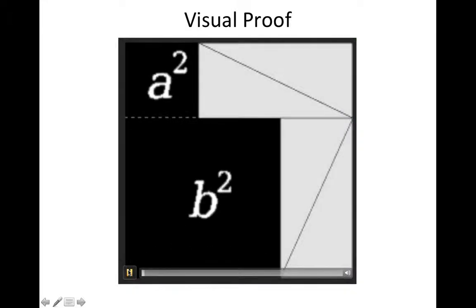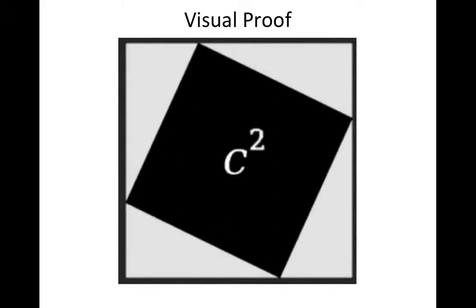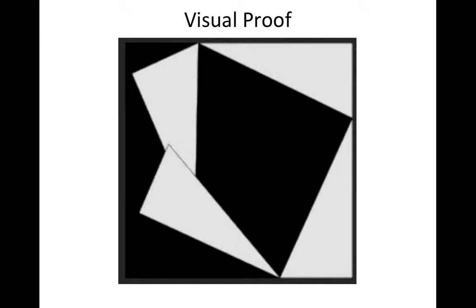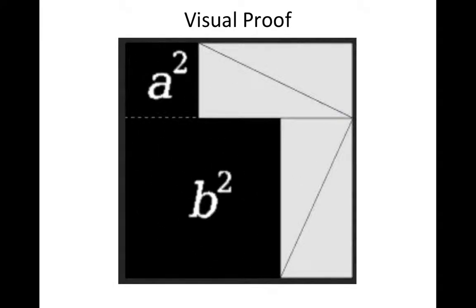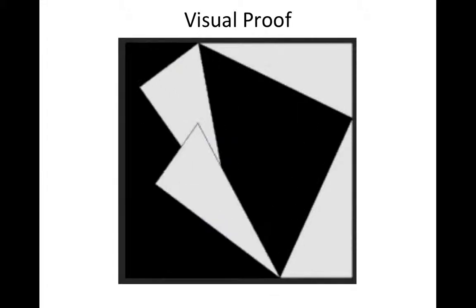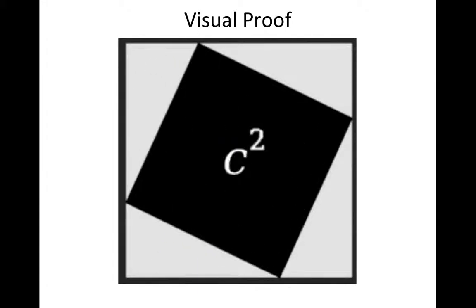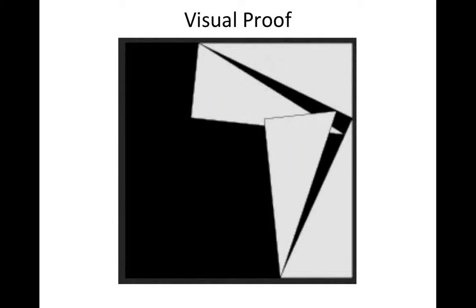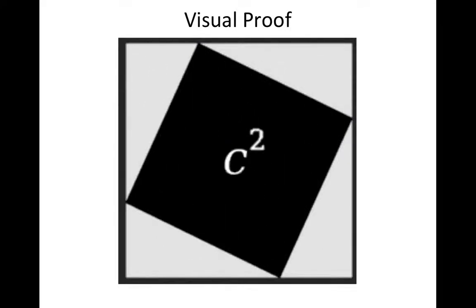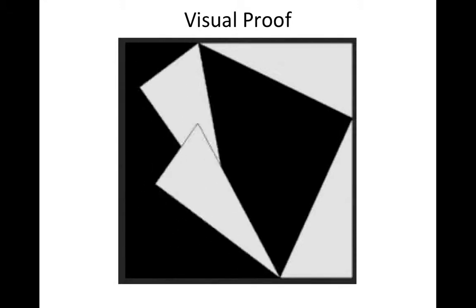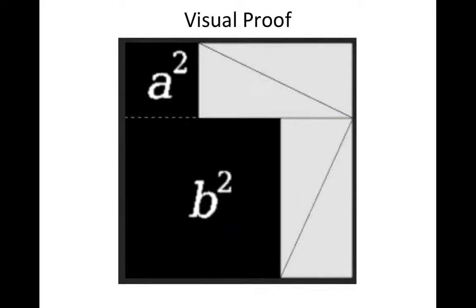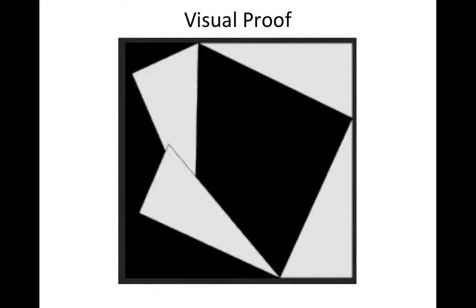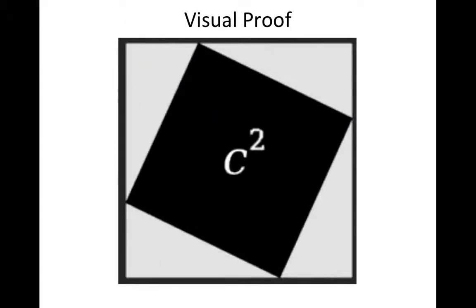Now if I push play for a second and move these triangles over, you can see that now I'm at c squared. So a squared plus b squared equals c squared. Obviously, the amount of black area is moving around, but the sum total isn't changing. And that's c squared there, and there's a squared plus b squared. And so again, a squared plus b squared equals c squared.